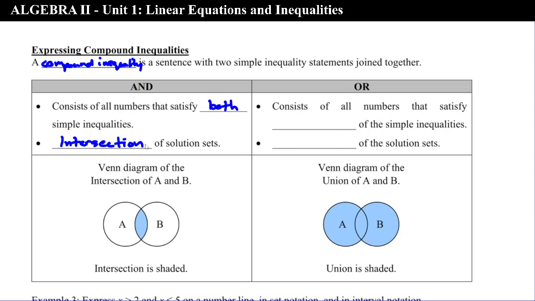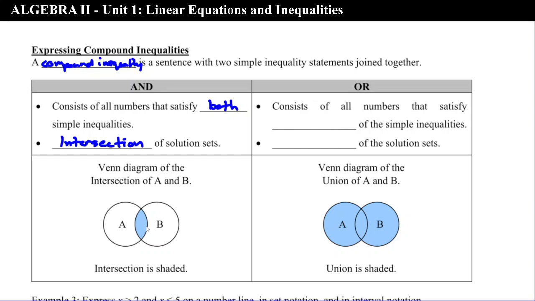And here's a Venn diagram that kind of shows that. If we had our first inequality represented by the A circle and our second inequality represented by the B circle, if each circle was a representation of all the solutions for our two inequalities, the part that's shared would be the intersection, and that is what we would consider as part of our solution for the compound inequality. And this will make more sense here as we get into doing some examples.